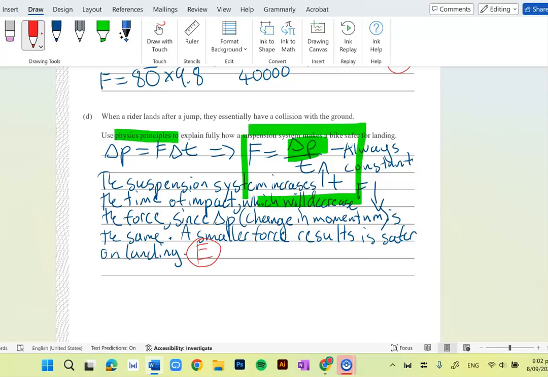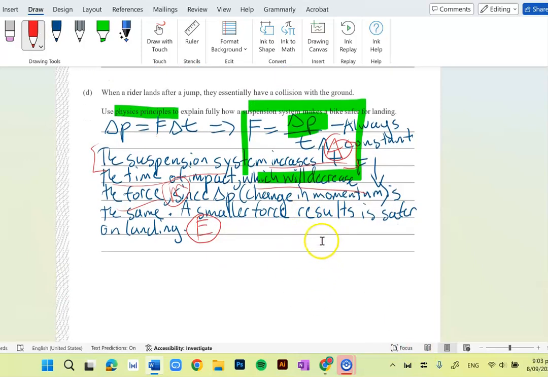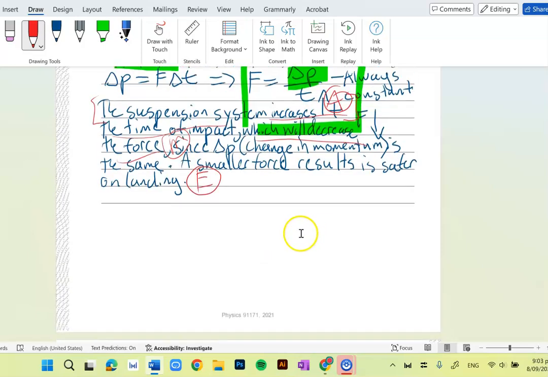If you get merit, you have to have two correct statements. So if you just say it increases the time of impact, which will decrease the force, that's a merit. One correct statement is achieved. So literally just this part here, the suspension system increases T, that's achieved. So that's question 2 done.